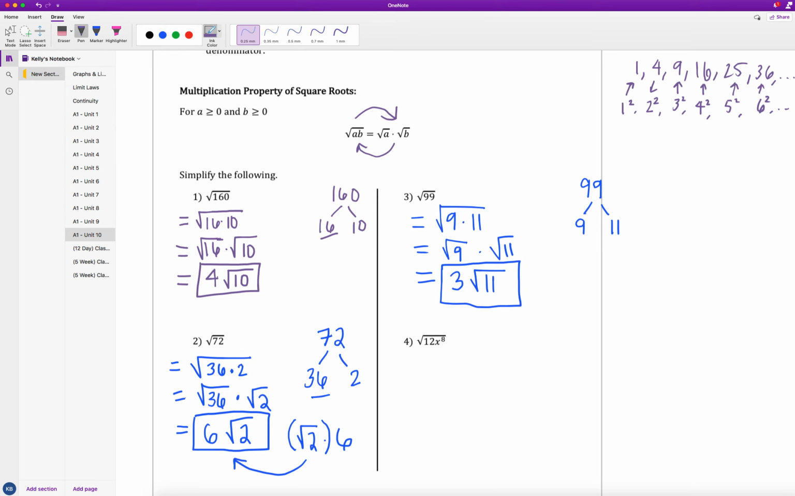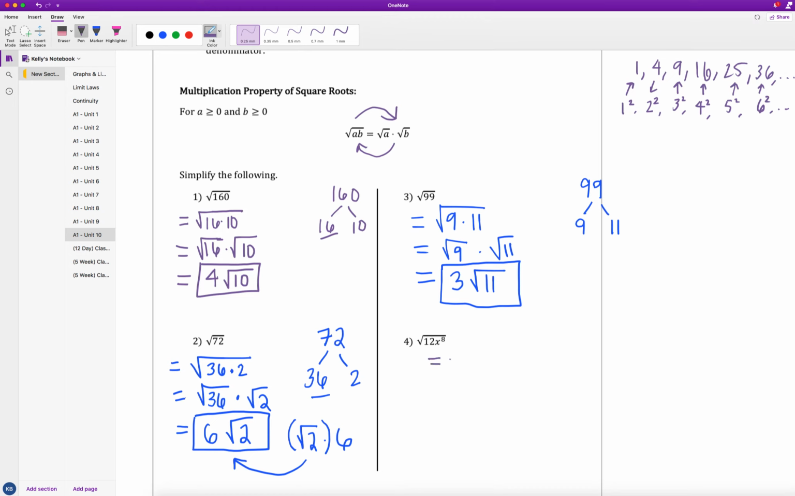Let's look at example 4. So starting with example 4, we're going to start to build in our variables as well. So in example 4, we have the square root of 12 times x to the 8th. We've dealt with how to simplify square roots of numbers, so we can tackle the square root of 12, and we've also talked about how we can simplify variables inside square roots. We're just putting these two concepts together.